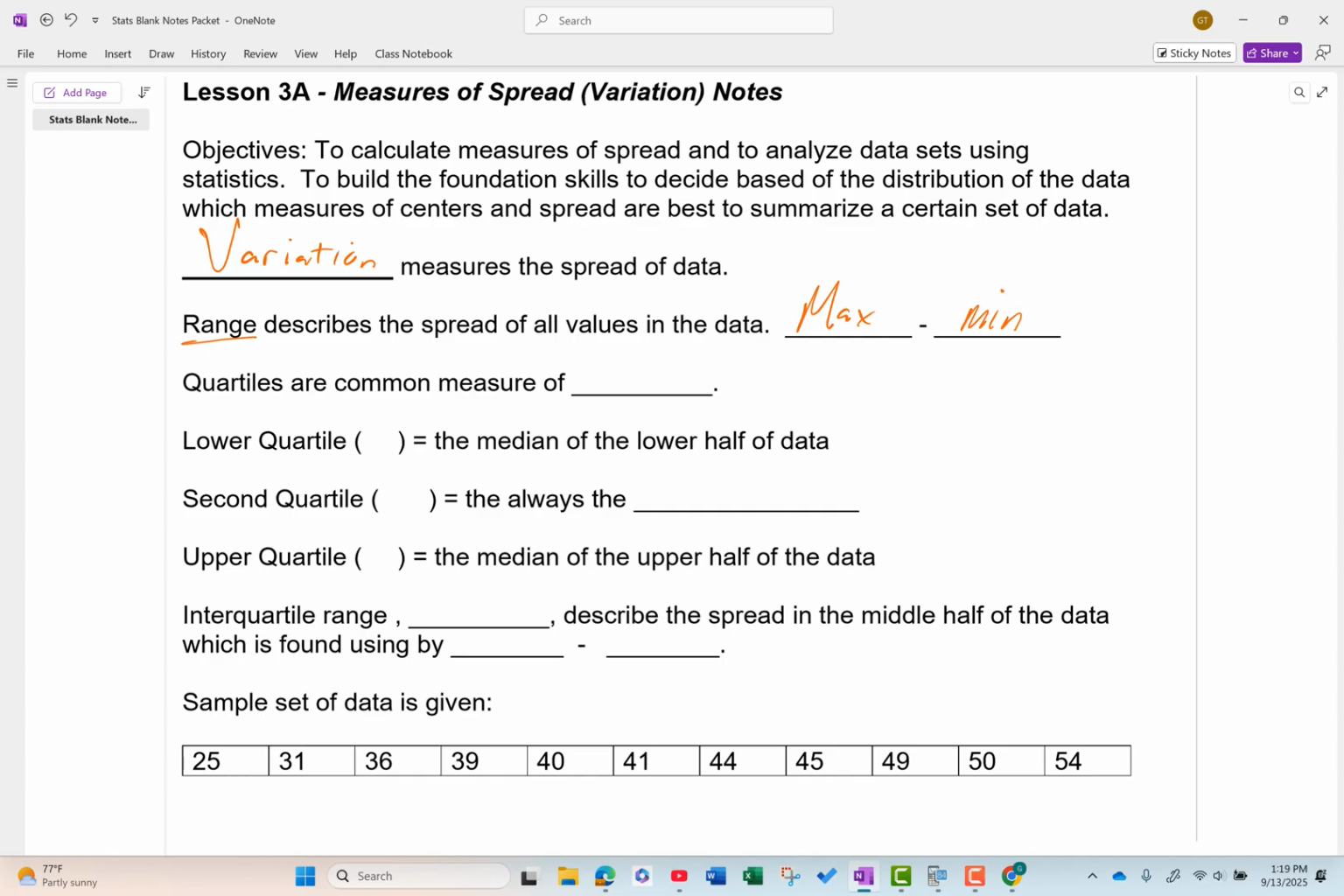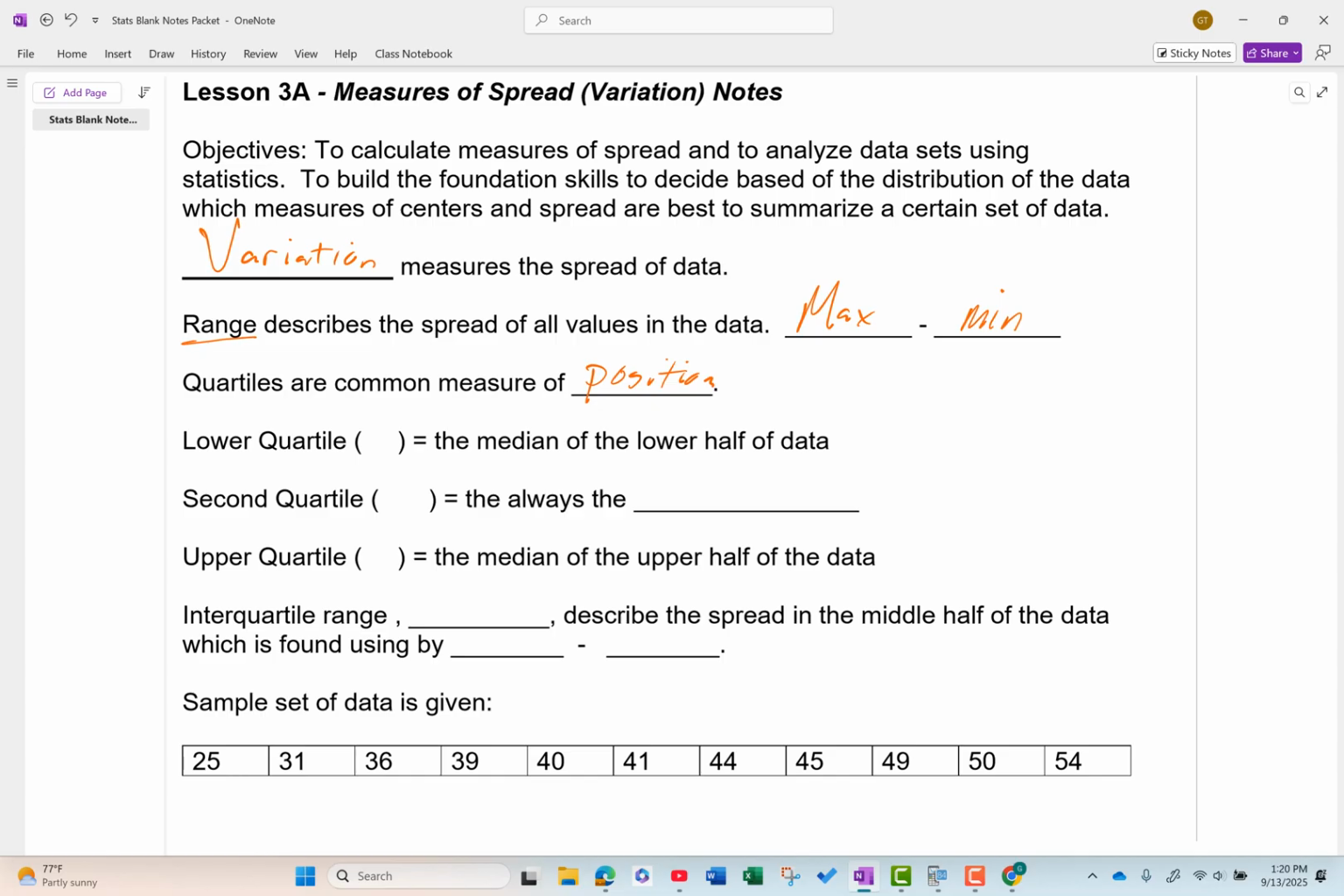We have something called quartiles, which are a common measure of position. They're almost like flag posts in certain areas of the data, saying, hey, it's about the 25th percentile, about the 50th, about the 75th percentile. As you might suspect with the word quartiles, it sounds like quarters, so it's fourths. It helps us divide up that data into fourths, essentially.